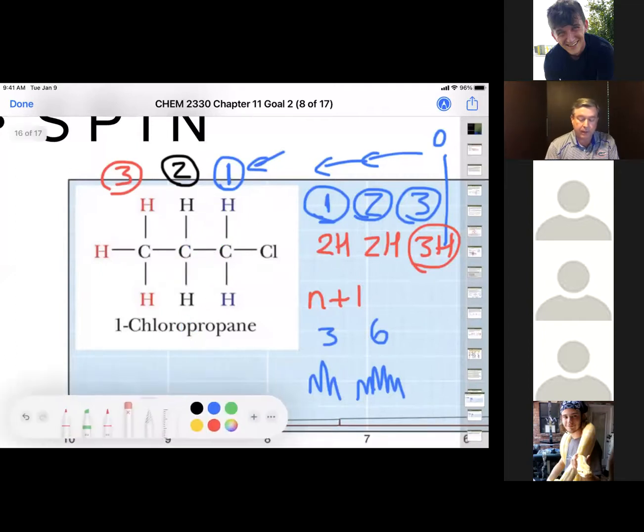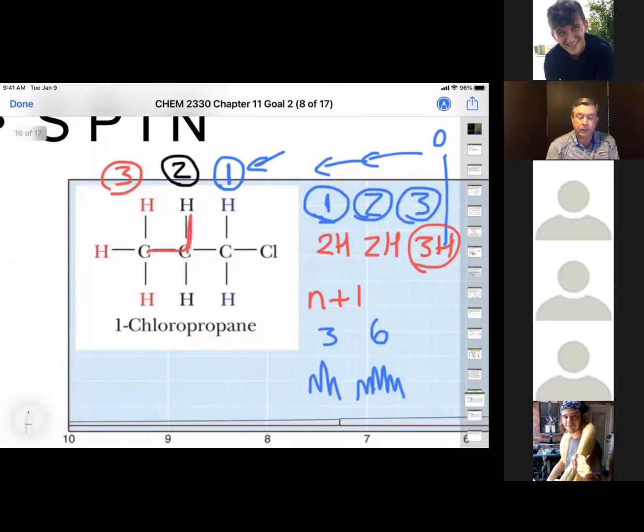Okay, so we have these 3 hydrogens that are equivalent, and so we only have 2 hydrogens there. So that means our n+1 is going to be 3. So we should see a triplet for that peak. Okay, so we've predicted where they should be, how many hydrogens we should have, and what they should look like as far as the shape of the peak. So let's go see if we're right.